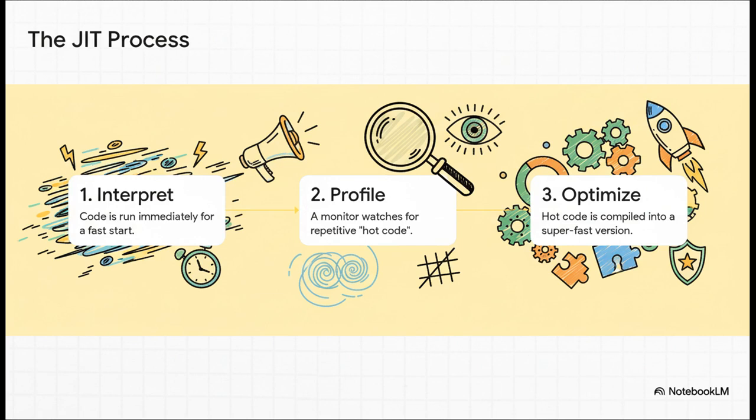First, the code gets interpreted, just like we talked about, for a super fast start. But while it's running, a profiler is watching in the background. It's looking for any code that gets used over and over again, and we call this hot code. As soon as a piece of code gets hot, it gets handed off to be compiled into a hyper-optimized version that can be used from that point on. It's this amazing system that gives you a quick start and incredible long-term performance.